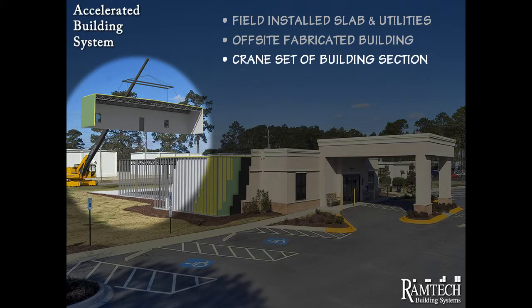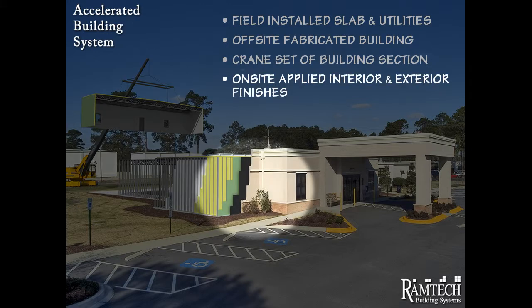Once the individual building sections are delivered and staged at the site, they are crane set directly onto the concrete slab foundation. Then, as with any site-constructed building, we apply the interior and exterior finishes on site to give the building a finished look identical to any site-built building.